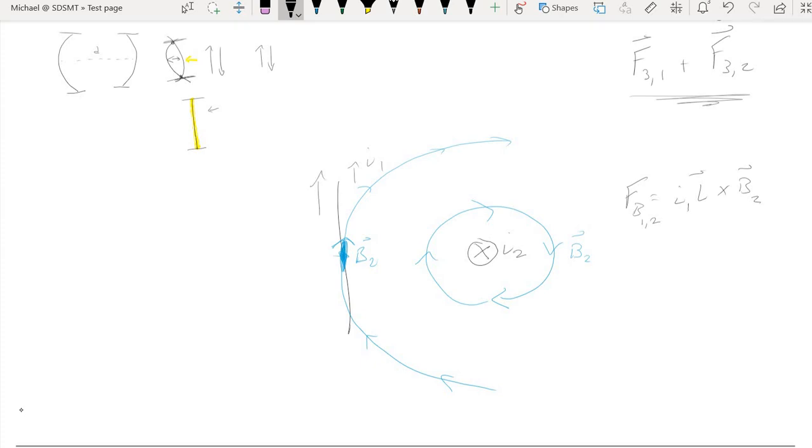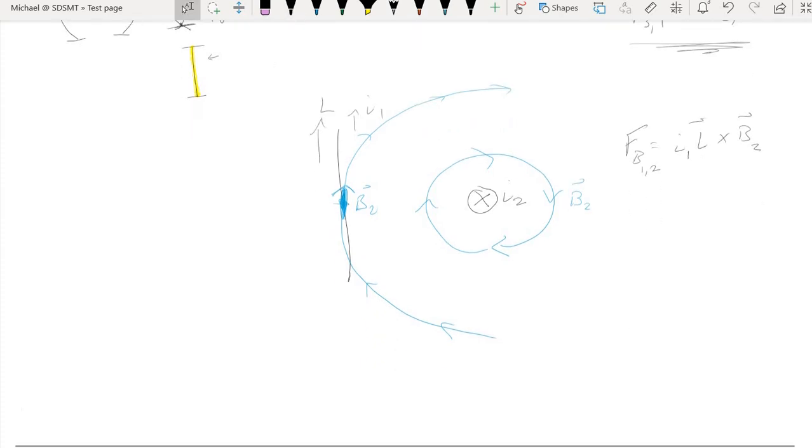Wire 1 has its current traveling up, so there's the direction of L. But the angle relationship between L and B2 at that location is 0 degrees. Both B2 and L are pointing up. And so when we evaluate our cross product using the sine theta relationship, sine of 0 is 0. So does that mean there's no force between the two wires?